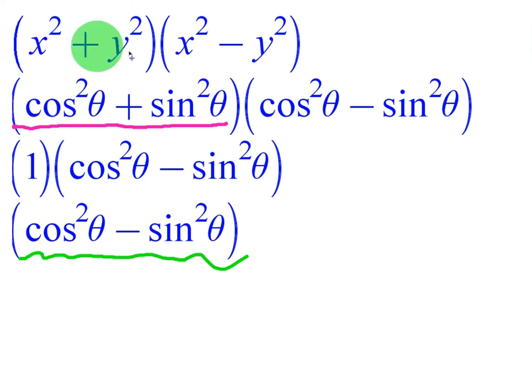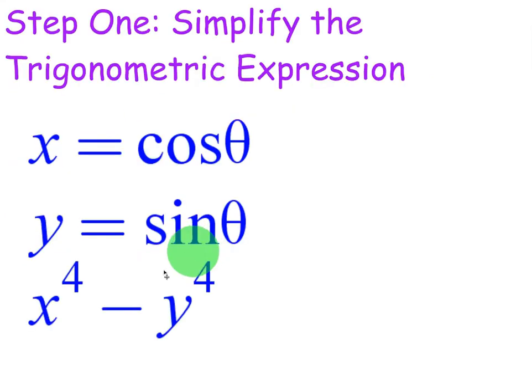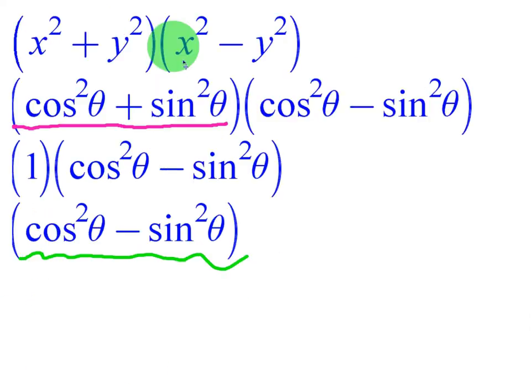Next I'm going to factor it using the difference of squares. This will become x squared plus y squared times x squared minus y squared, simply by taking the square root of each of these. Then I will replace them with exactly what I said they were equal to: x will be replaced with cosine and y with sine in each case. Now we can use a Pythagorean identity, so like I said, always use those first. Sine squared plus cosine squared is equal to 1, so I'm going to replace it with that.